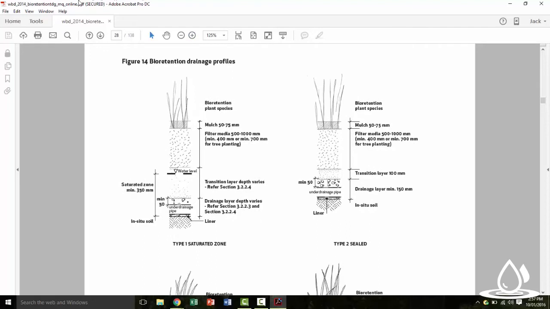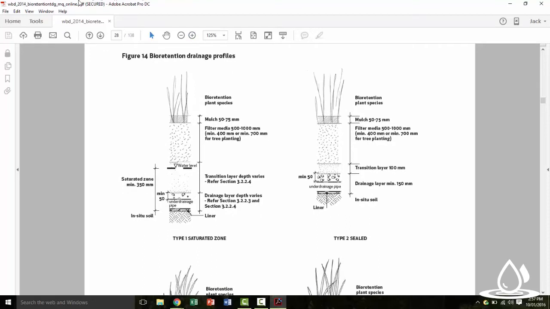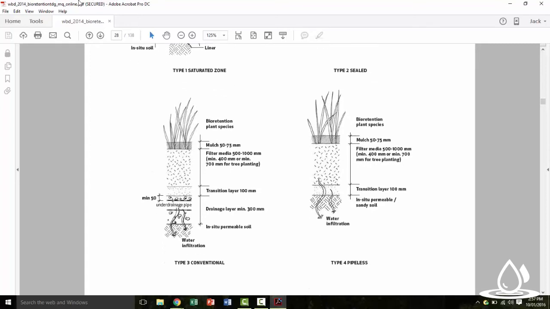So type 1 is something called a saturated zone system, type 2 is a sealed system. We'll scroll down here, type 3 is something called a conventional system, and finally type 4 is something called a pipeless system. We're going to look at each of these in turn. This is useful because they've all got different uses. So if you're coming from a design point of view, they all have different strengths and weaknesses.